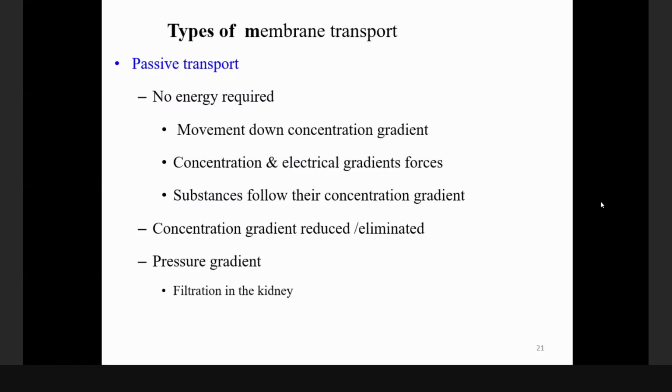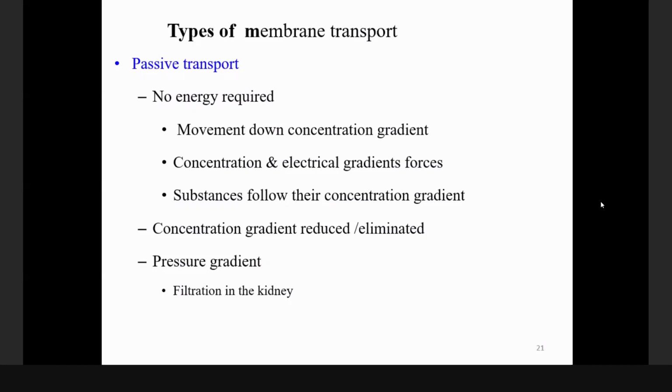So is sodium influx passive or active? Tell me. Sodium influx is passive. Calcium influx is passive. Chloride influx is passive. Influx is passive because the concentration of these substances outside the cell is much higher than inside. So when substances move from high to low, energy is not required.